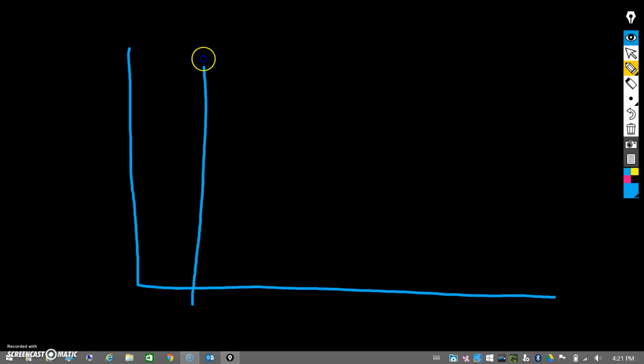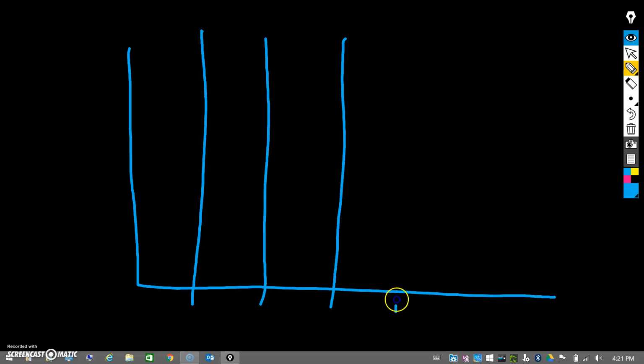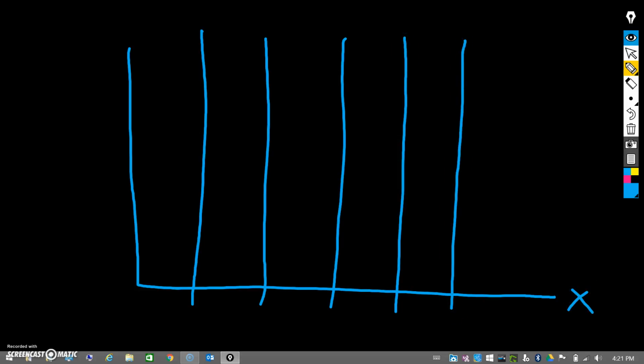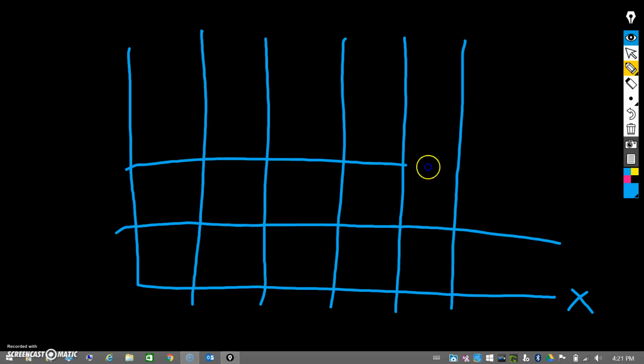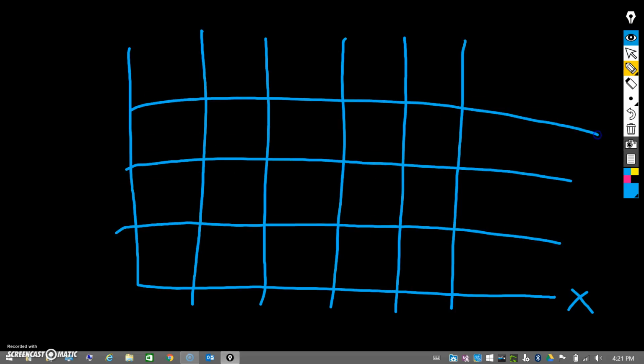Okay, so sorry my lines aren't going to be straight, but I'll do the best I can. So this is our x-axis, and this will be our y-axis. Okay, our y-axis going up.